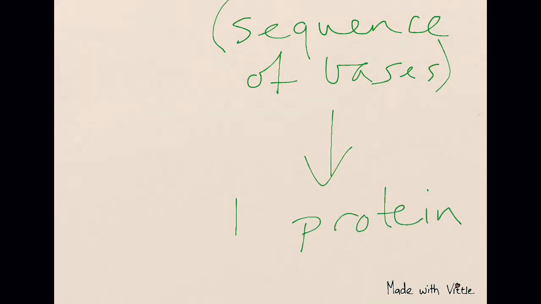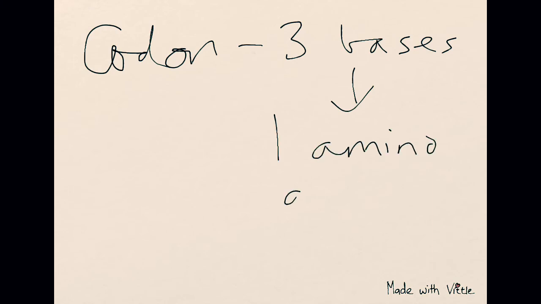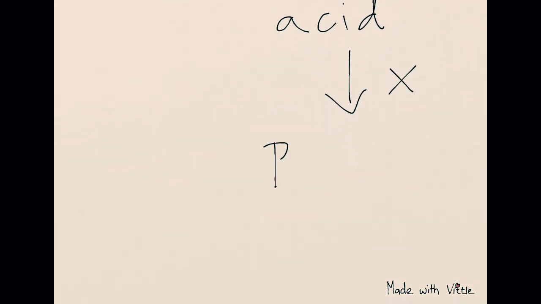Okay, how does it do that? So the code on DNA is read in a series of 3 bases. Each one of these is called a codon. So a codon is 3 bases, and they code for one amino acid. Okay, you take lots of amino acids, put them together, and you make a protein.